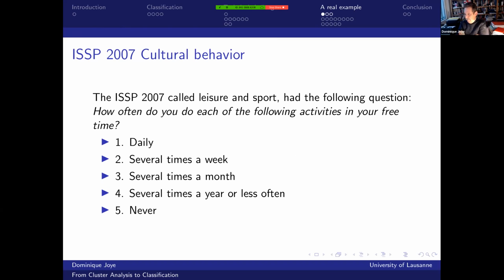Some of you know the ISSP, this beautiful project in many different countries. In the ISSP 2007, there was the module about leisure and sport. The first question of this module was in fact a battery saying, how often do you do each of the following activities in your free time? And the categories of answer were daily, several times a week, several times a month, several times a year or less often, or never.